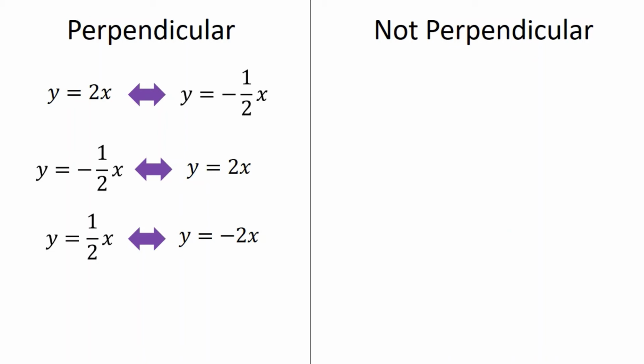And then just as a reminder, this is entirely focused on the gradient, which means that whatever the y-intercept is, it doesn't matter. We're only looking at the number in front of the x. The y-intercept doesn't change whether something's perpendicular.